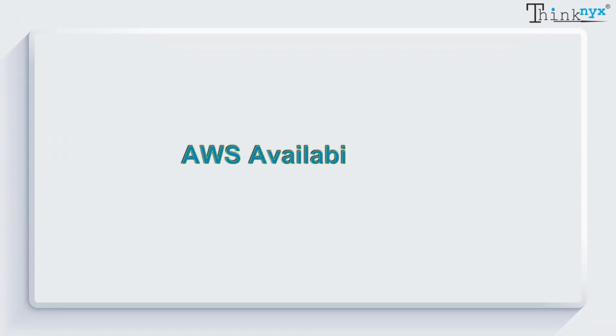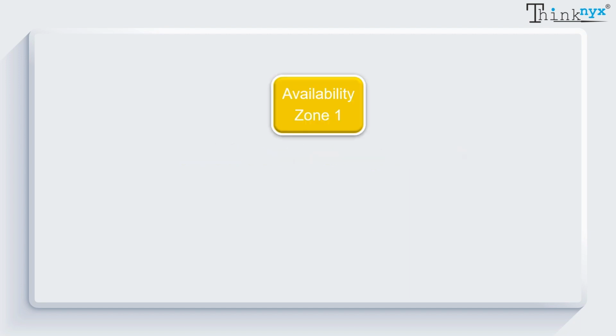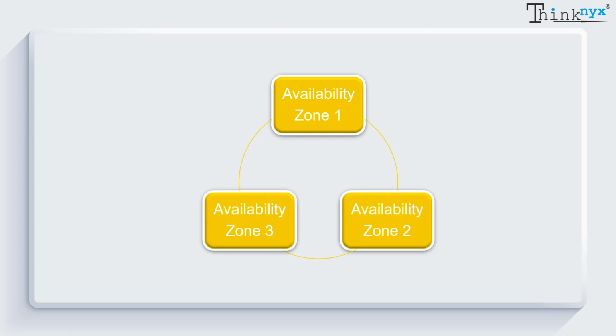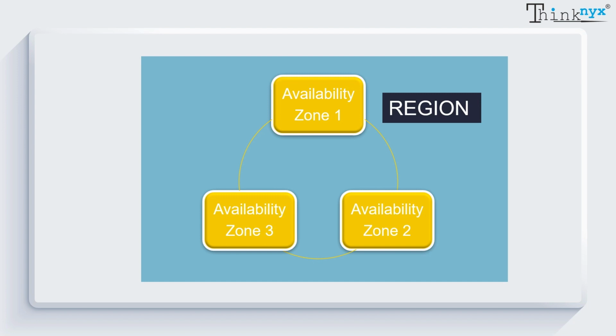Let's now discuss AWS availability zones. An availability zone is one or more discrete data centers with redundant power, networking and connectivity in an AWS region. Here we have 3 availability zones within a region. All availability zones in an AWS region are interconnected with high bandwidth, low latency networking over fully redundant dedicated metro fiber, providing high throughput, low latency networking between the availability zones.